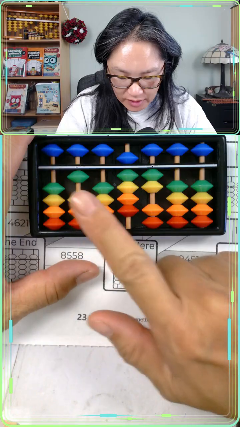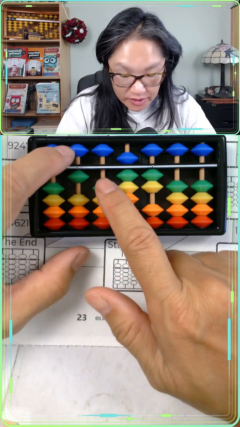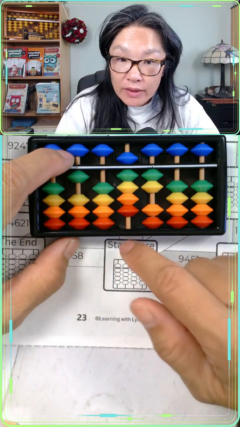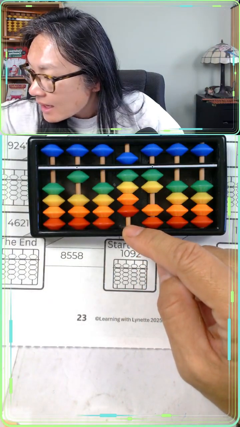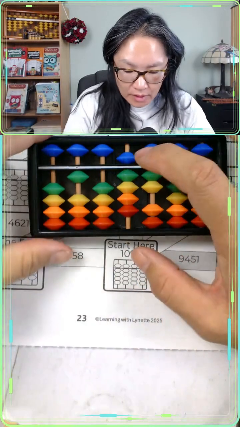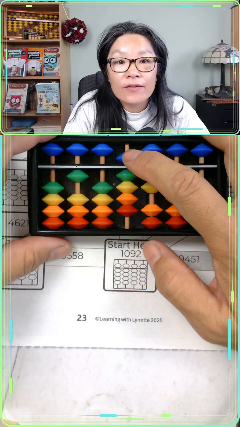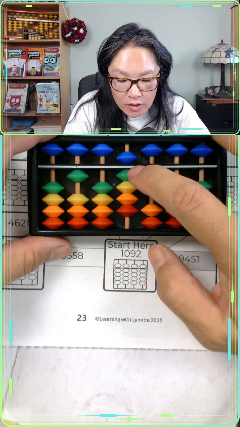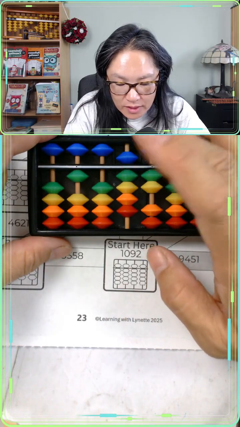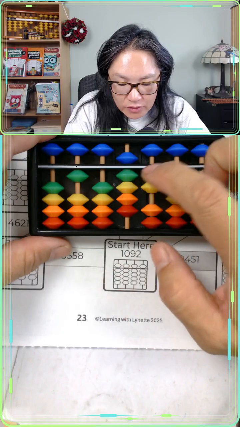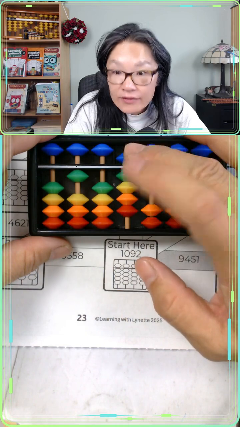As we visualize our numbers, we have 1, 0, because none of the beads are touching this reckoning bar, that's 0. And then we have 9. Well, how is that figured 9? This is 9 because the top bead is touching this reckoning bar. This is counted as 5. And then we have 5, we have 6 because we have 1 plus 5. 1 plus 5 is 6. So we keep going. 1, 2, 3, 4. 4 plus 5 is 9.